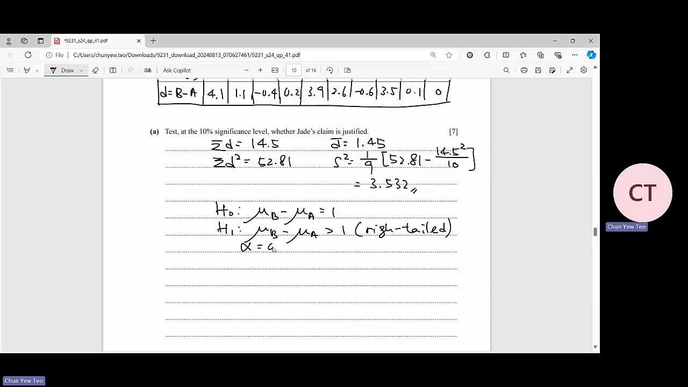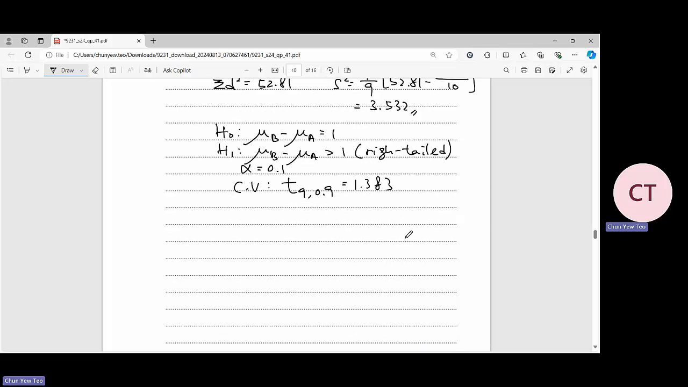The significance level alpha is 10%, so 0.1. Your critical value, this one will be from the t distribution with degrees of freedom 9. Your confidence level is 0.9. Then you'll get this as 1.383 from the formula table.